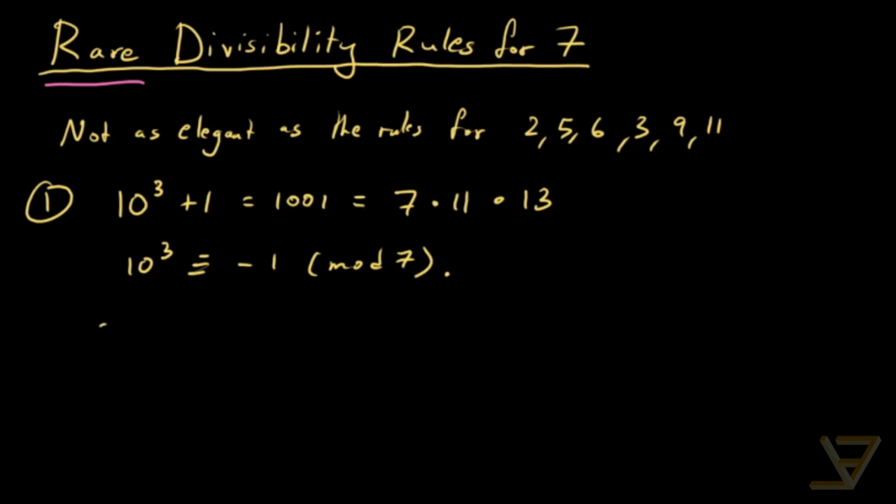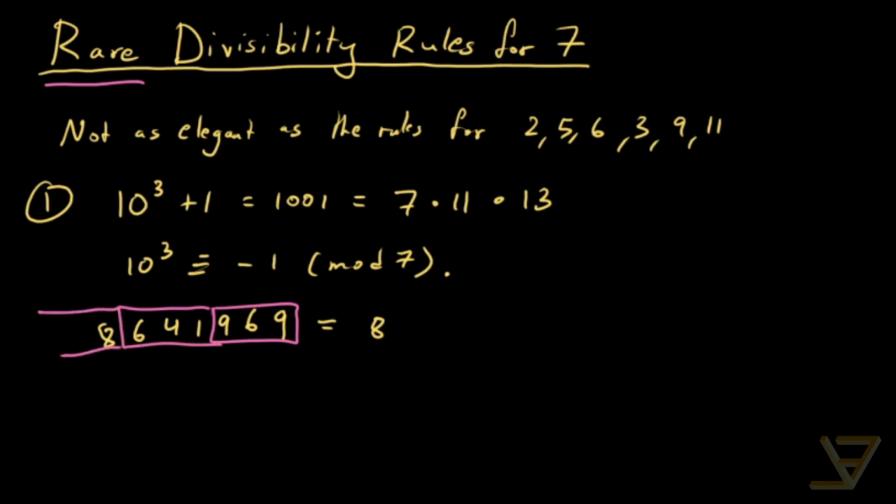We have the number 8641969. And that is equal to, we're going to break it up into groups of 3. So we're going to have this group here, this group here, and 8 alone by itself because we don't have the other 2 digits. So groups of 3 starting from the right end, and the leftmost end might not have all 3 digits. It might just have 1 or 2 digits.